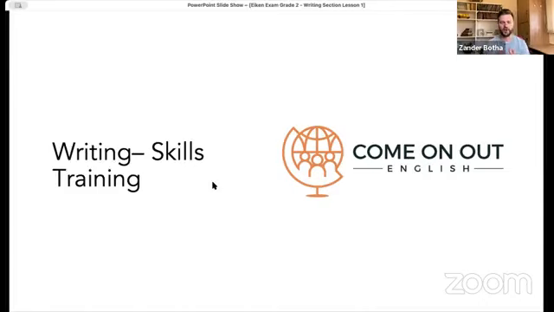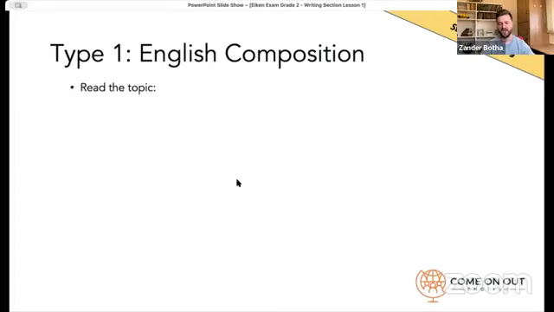So let's look at some skills. What are some important skills you need to practice before taking the writing section of the Eiken Grade 2 exam? First of all, it's important to read the topic. That's step number 1, you read the topic. Step number 2 is very, very important. You need to underline the key words in the question or in the topic.